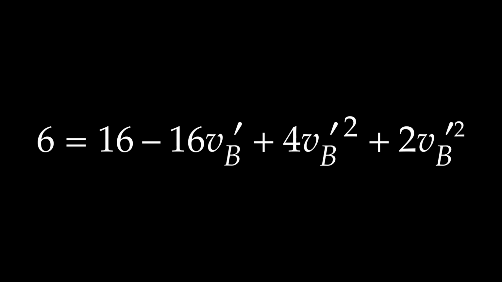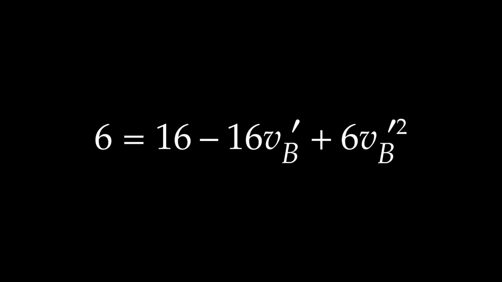A little bit of simplification of this and rearrangement. I have 4 VB prime squareds plus 2 VB prime squareds, which ultimately is 6 VB prime squareds. I have a negative 16 VB prime term, and then I subtract this 6 over here. Subtracted from 16 is 10, is equal to 0. And so I see that I have an equation that is quadratic in VB prime. So I have to solve this quadratic equation.